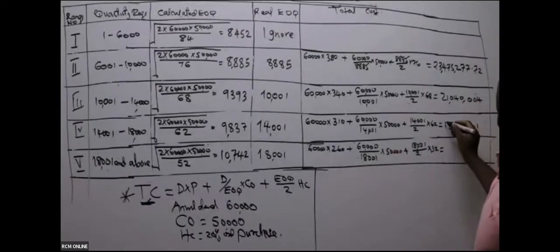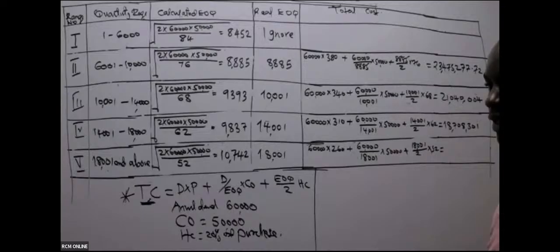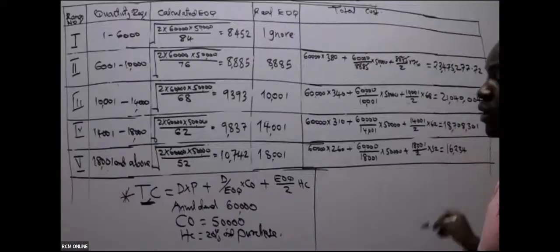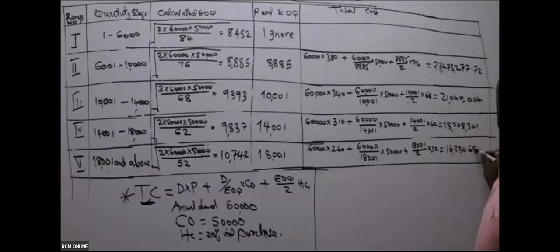Someone to give us range 5? The last one. Someone to give us range 5. 16 to 34, 683. So if I look at this particular product, number 1, give me the range that will minimize the cost.